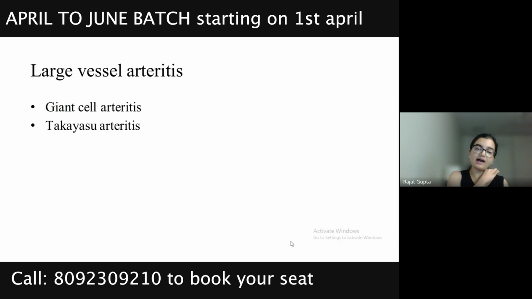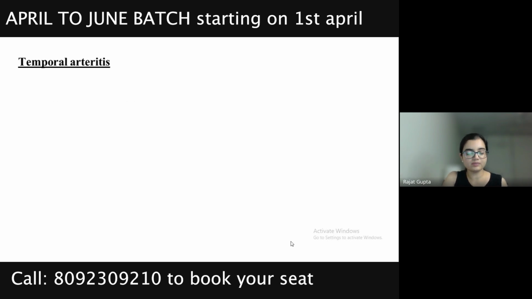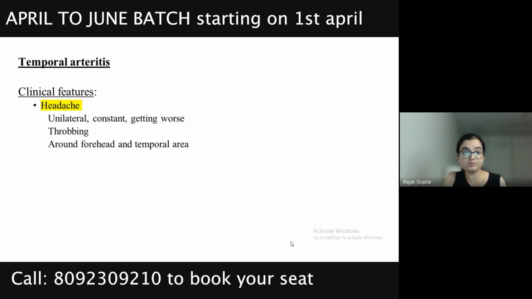Next up, we have large vessel arthritis. So we have giant cell arthritis and Takayasu's arthritis. So let's talk about this. Temporal arthritis, giant cell arthritis. So clinical features would be headache. Now the headache is going to be unilateral, constant. It's going to be progressive in nature, throbbing kind of headache.